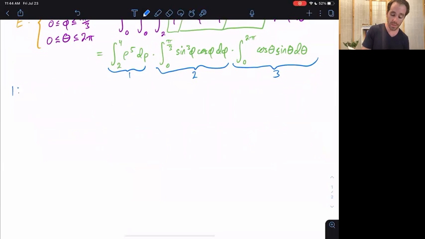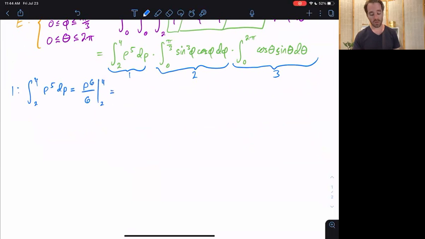Let's take integral number 1. Integral from 2 to 4 of rho to the 5th d rho. This is going to be rho to the 6th over 6, evaluated at 2 and 4. And gee, you mean you don't know what 4 to the 6th power is? Well, count them up. 4, 16, 64, 256. Can you do this one? 1,024. And then times 4 one more time, and it's 4,096.